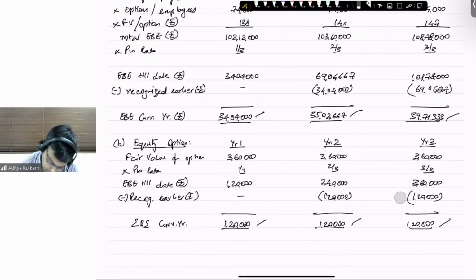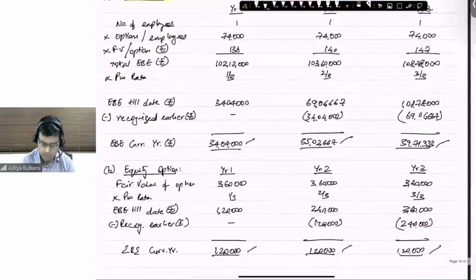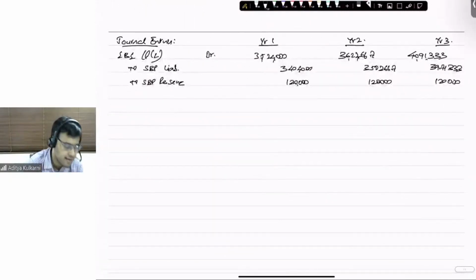Okay, I'm sorry. Thank you, Kaushiki. 2,40,000. Okay. Impact is the same, but I'm just looking at the time. We have spent a lot of time. Okay. So this is correct. So 1,20,000. This is the entry that you are going to pass.